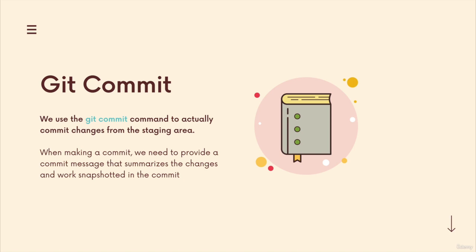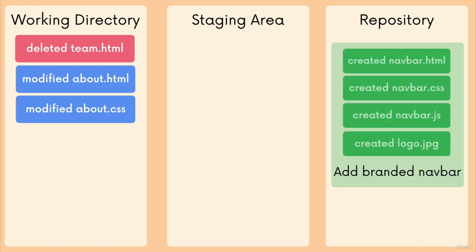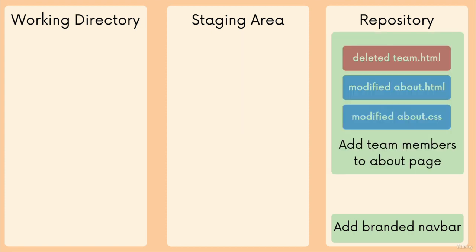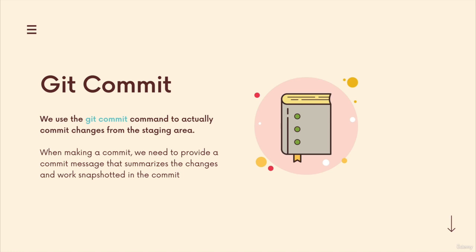Whenever we make a commit, Git expects us to include a message that describes or summarizes the changes included in that snapshot in the given commit. For example, when I grouped together these files, the navbar changes, I staged them. When I committed in this example, I added a message, "add branded navbar." Or here, I changed 3 files, I staged them, I committed with the message, "add team members to about page." So we'll talk more about writing good commit messages and what makes a good commit message, but for now, just know that a commit message should summarize the changes included in that commit.